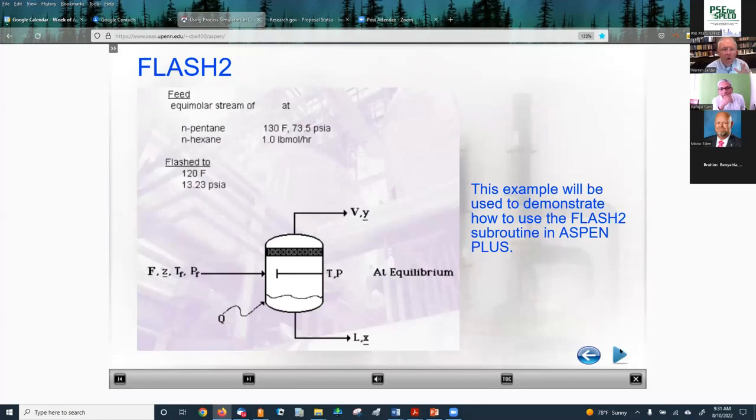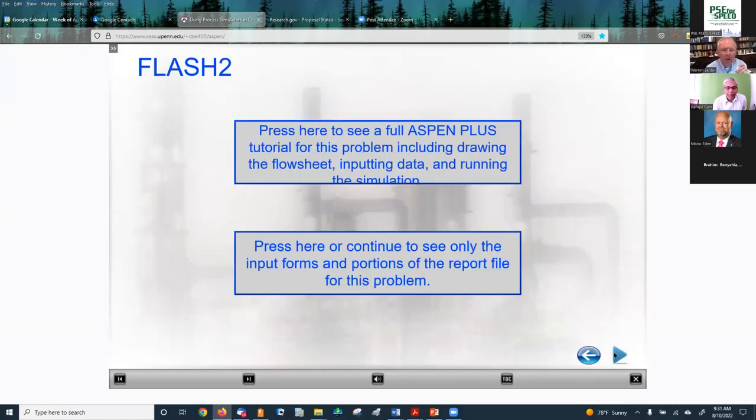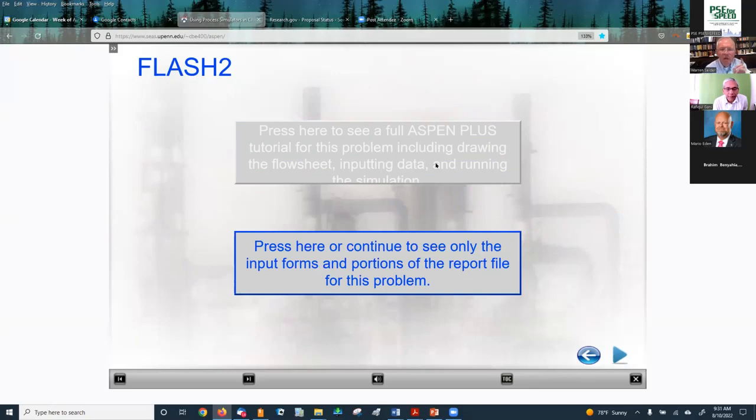Now we'll go to here. All right, now we're going to do this example really quickly. N-pentane and N-hexane, 130 degrees Fahrenheit, 73.5 psi, 1 pound mole per hour, flashed to 120 degrees Fahrenheit, 13.23 psia. Okay, so I want to do that example. All right, so you could see the entire Aspen Plus tutorial for this.